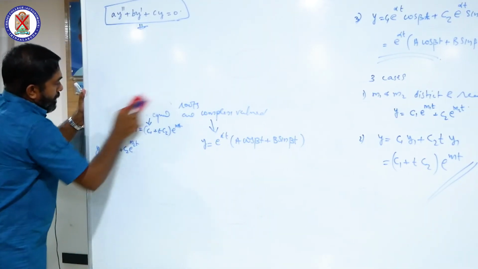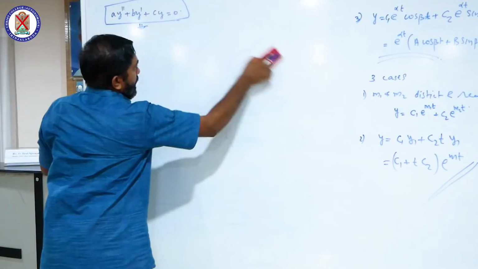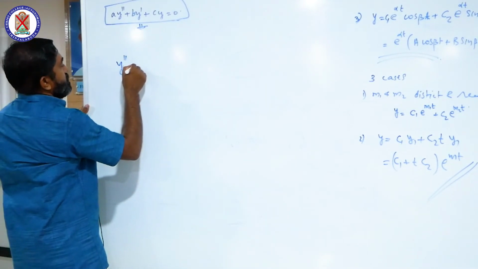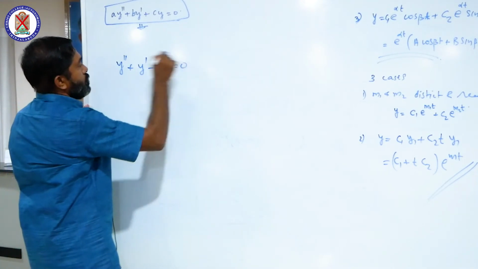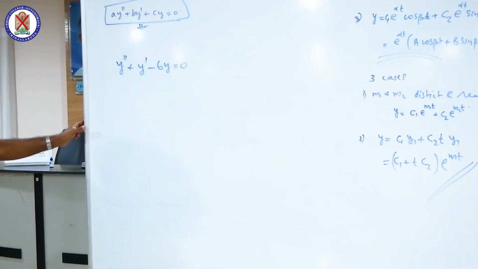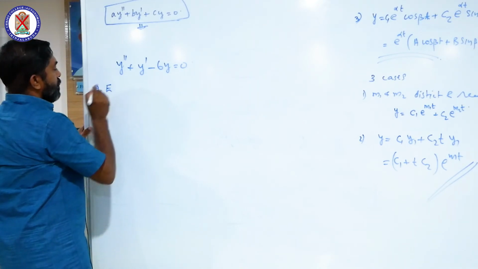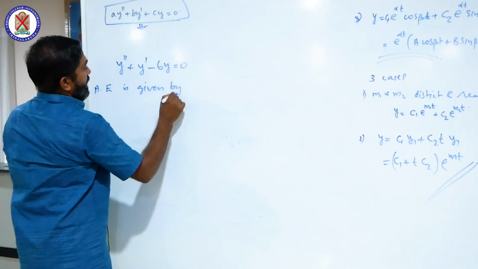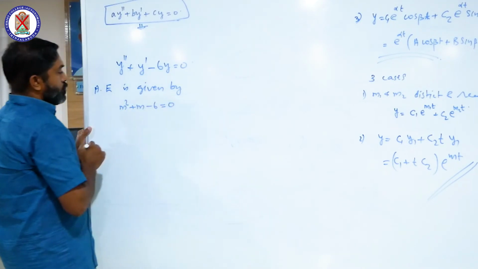Let us consider some examples. First, I would like to consider the example y double dash plus y dash minus 6y equal to 0. Okay, it is a differential equation of this form. Here, the auxiliary equation or characteristic equation is given by m square plus m minus 6 equal to 0.